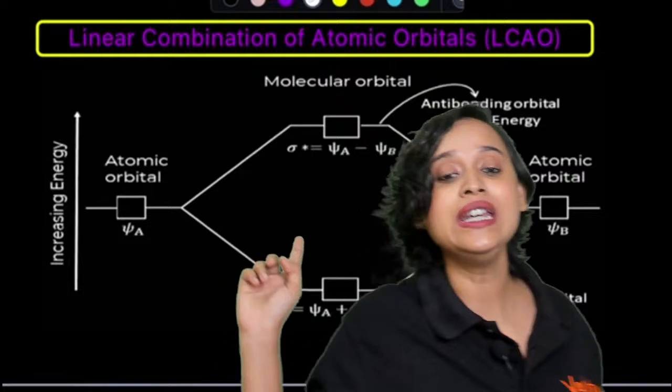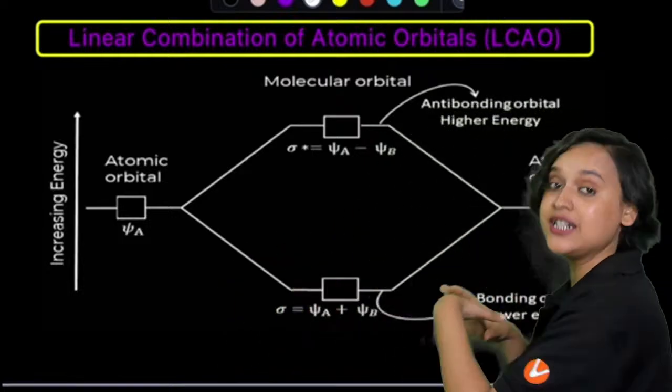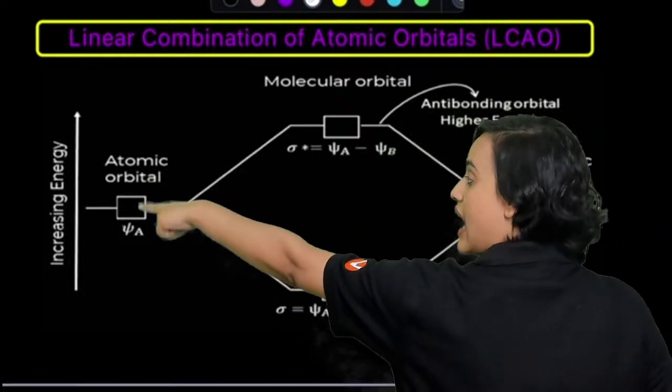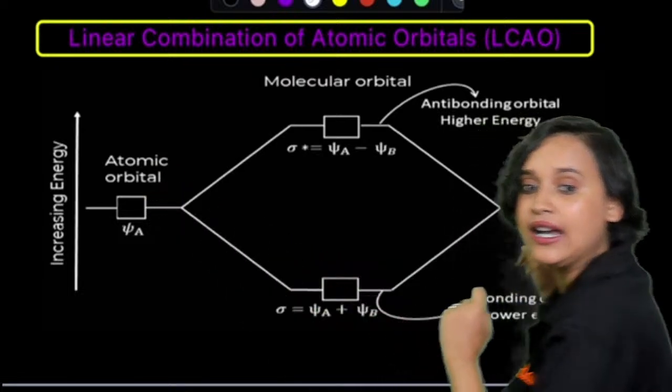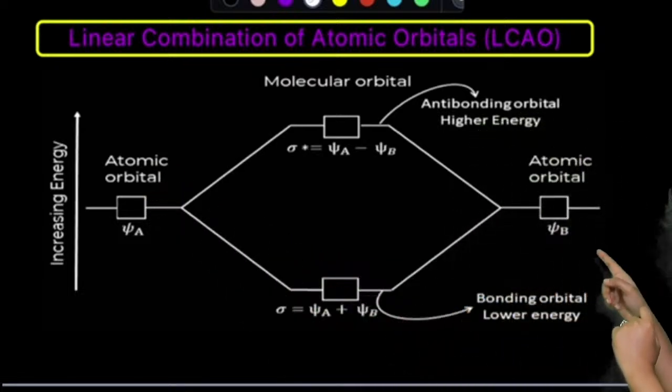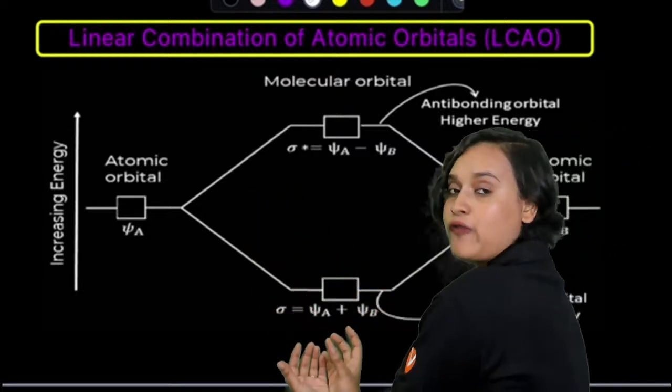So this is how we represent molecular orbital theory. So psi A, that is your atomic orbital, right here, psi B, this is your atomic orbital. Together, they form a bond here.